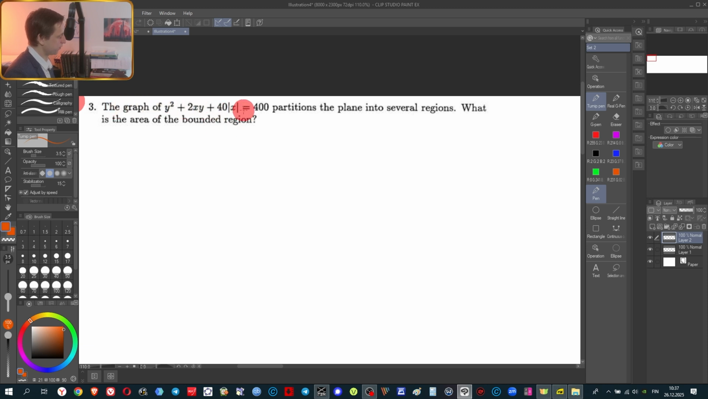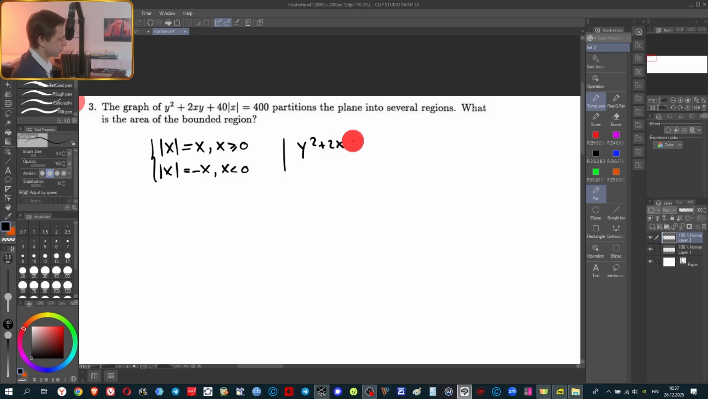And when you have a graph that looks like this, obviously you notice that we have the absolute value of x here, and in order for us to work normally with it, we should say that the absolute value of x is simply x when x is greater or equal than 0, and the absolute value of x is simply minus x when x is less than 0. In this case, we will separate this equation into two different scenarios. The first scenario, when we have a non-negative value of x, looks like y squared plus 2xy plus 40x equals 400.